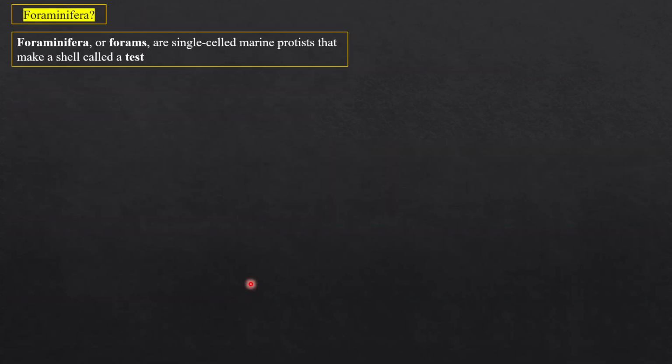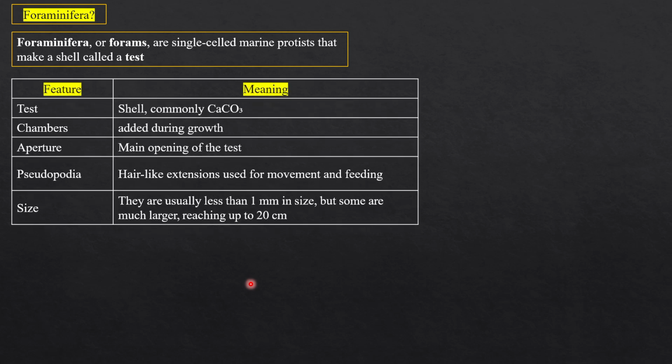Then we go to the foraminifera side. In Eocene rocks, we mostly see the forams, so that's why now we just discuss the foraminifera. Foraminifera are single-celled marine protists. They make a shell, the test, and this shell is mostly calcium carbonate, with chambers arranged during growth. The aperture is the main opening. These are some of the features used in forams.